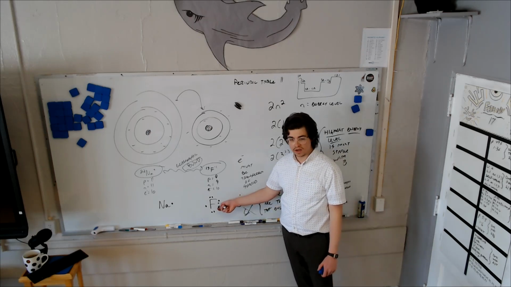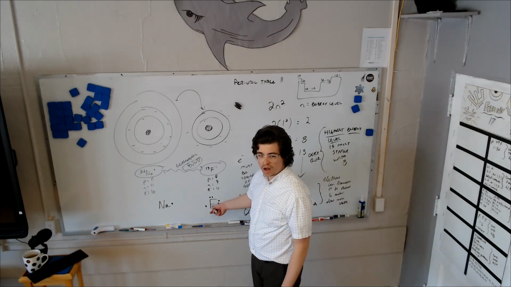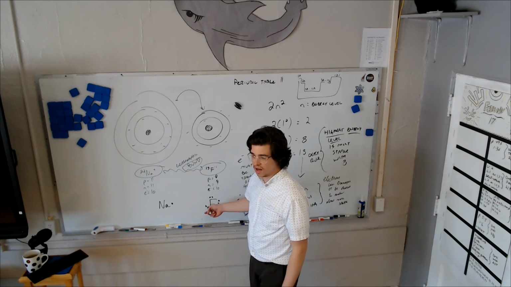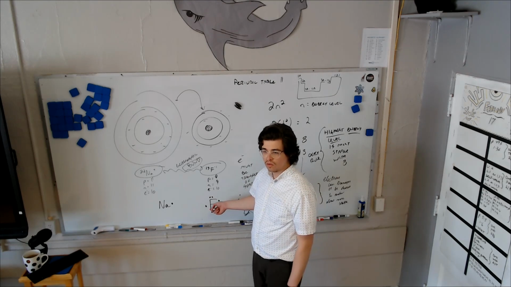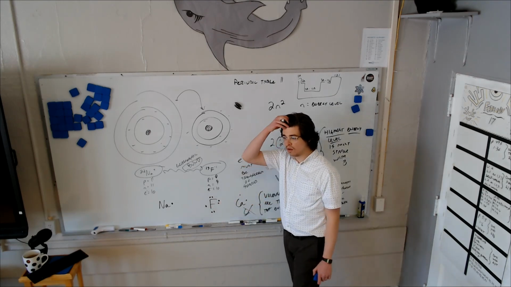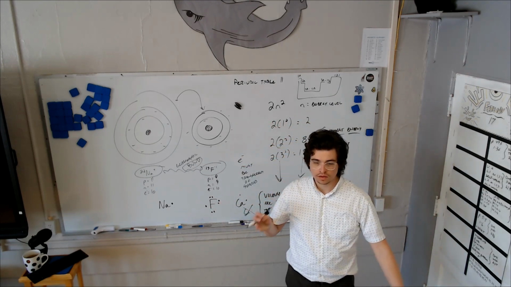This is called what? I just said it. A dot diagram. Electron dot diagram. We only put what electrons on the electron dot diagram? Valence. And what's the easiest way to tell what the number of valence electrons is? The number.